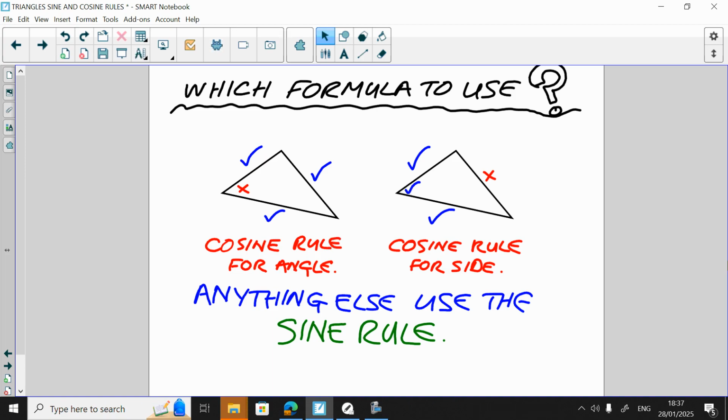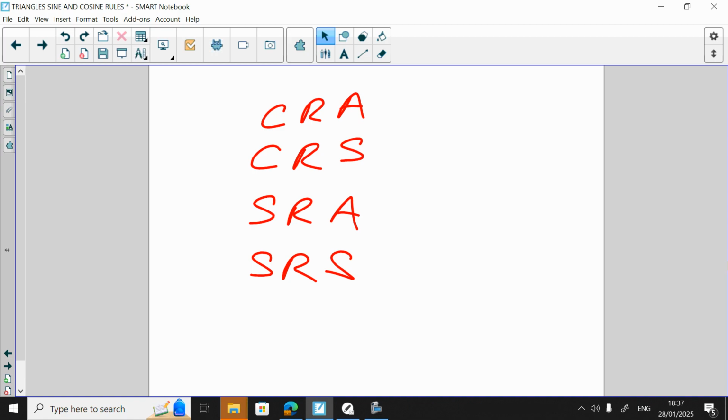So I think I'm going to wrap it up here, folks. And oh no, I'm not. I'm going to give you a little test here. What are we on? This means cosine rule for angle, cosine rule for side, sine rule for angle, sine rule for side. See, that's what happens when you don't write your script down. Right, so I'm going to give you 4 triangles here with certain information, and I want you to put down which one of these you think it is.